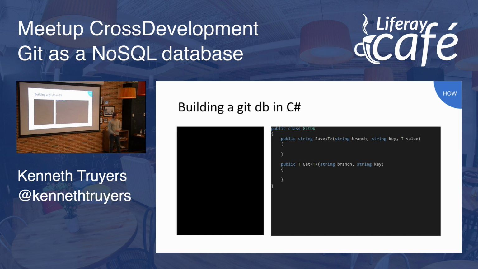So then how do we build a GitDB in C#? Well, first let's see what we need. What we need is a save method and a get method. We're talking about a key value store. You know, push in values, get back a key, then retrieve those values again by the key. So we need two methods: a save of T, where I pass in the branch, the key and an object I want to store, and then I want to be able to retrieve that by passing in the branch and the key and getting back that value.